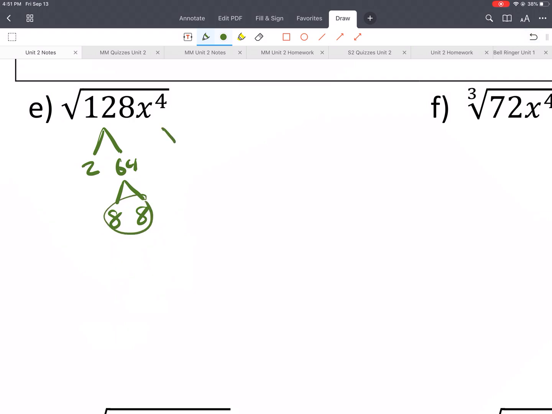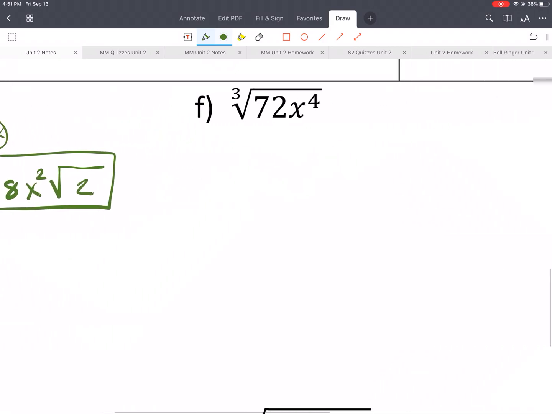Now we have x's. We can write that as x times x times x. We have 2 groups of x's, so we'll have 8x times x, which is x squared, times the square root of what is not in a group, which would be 2.